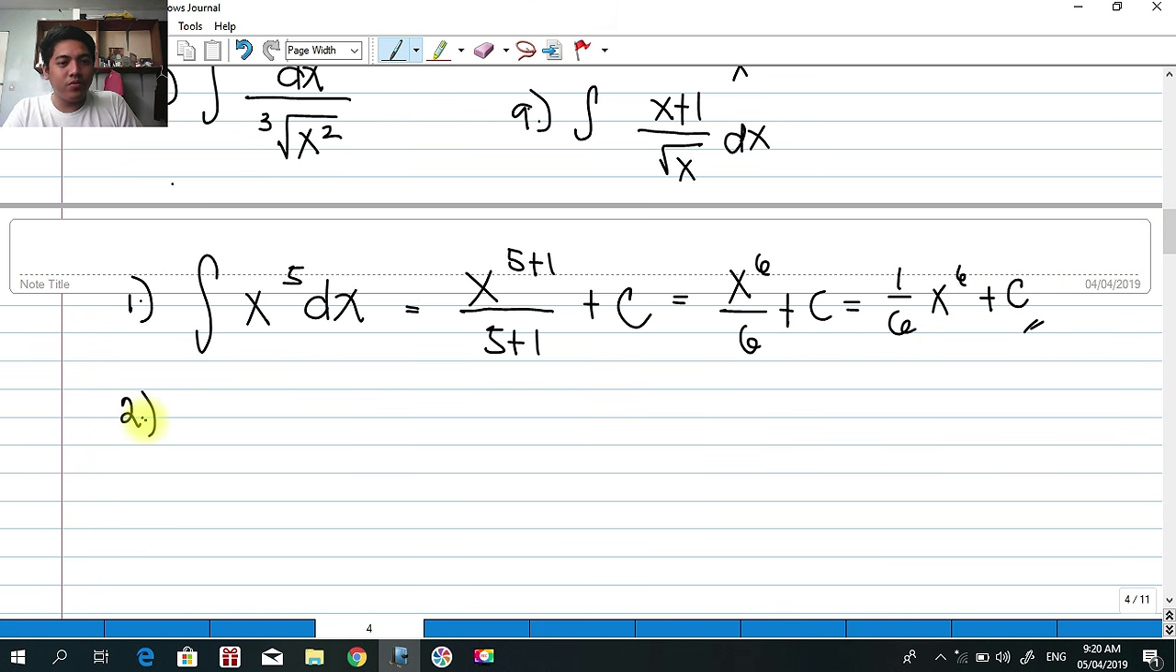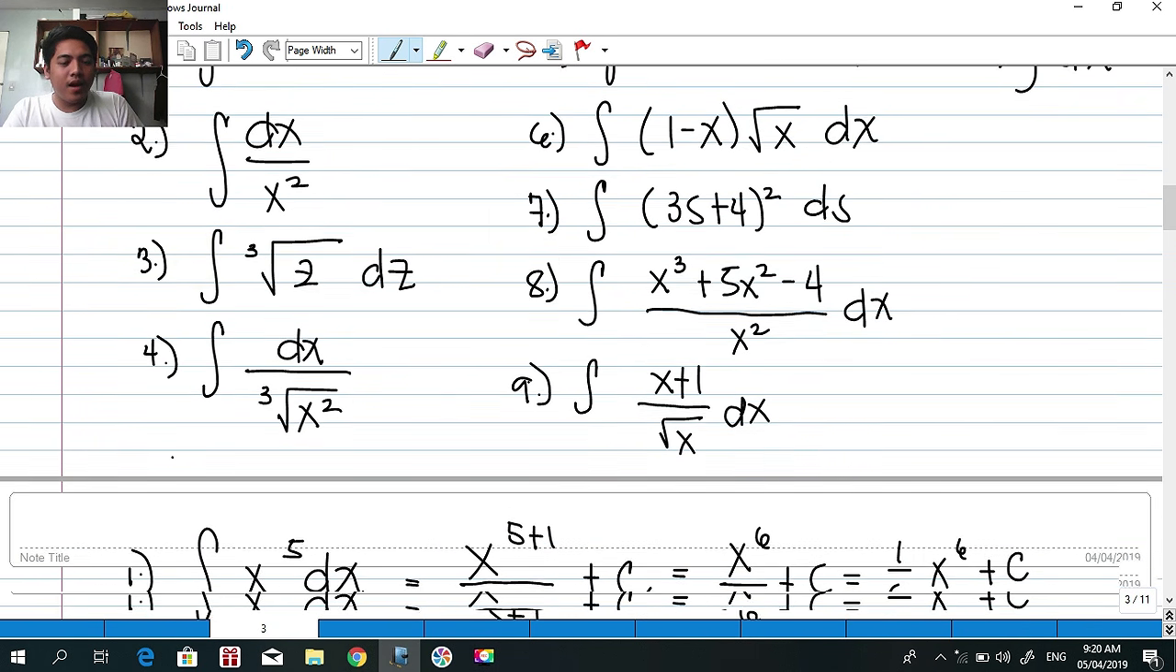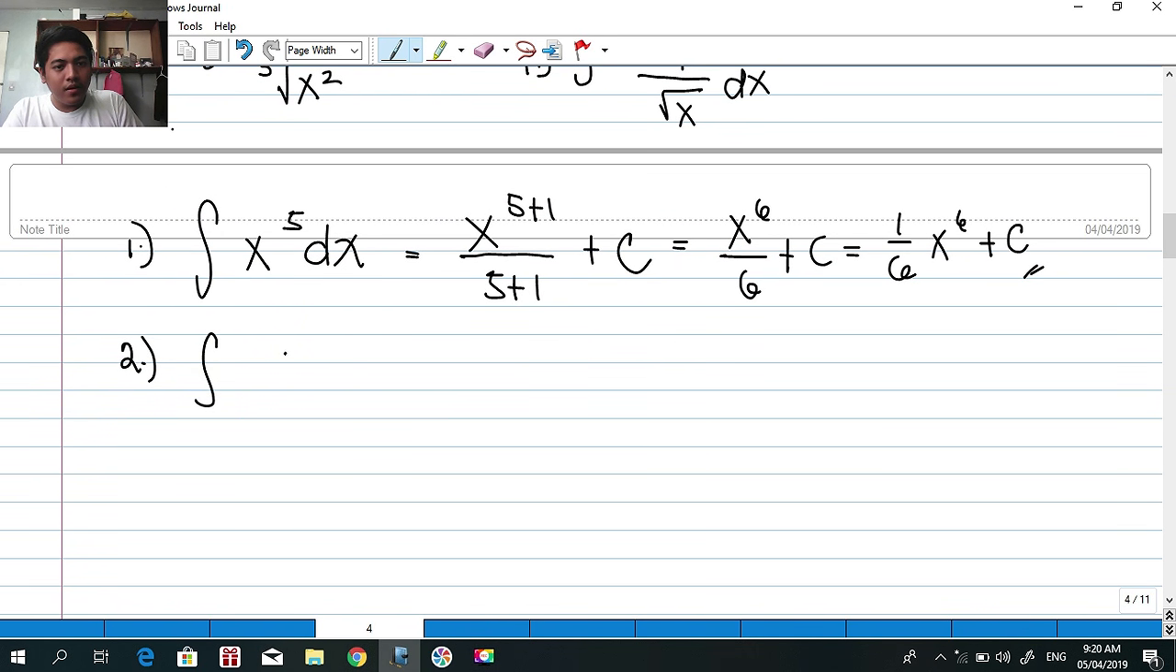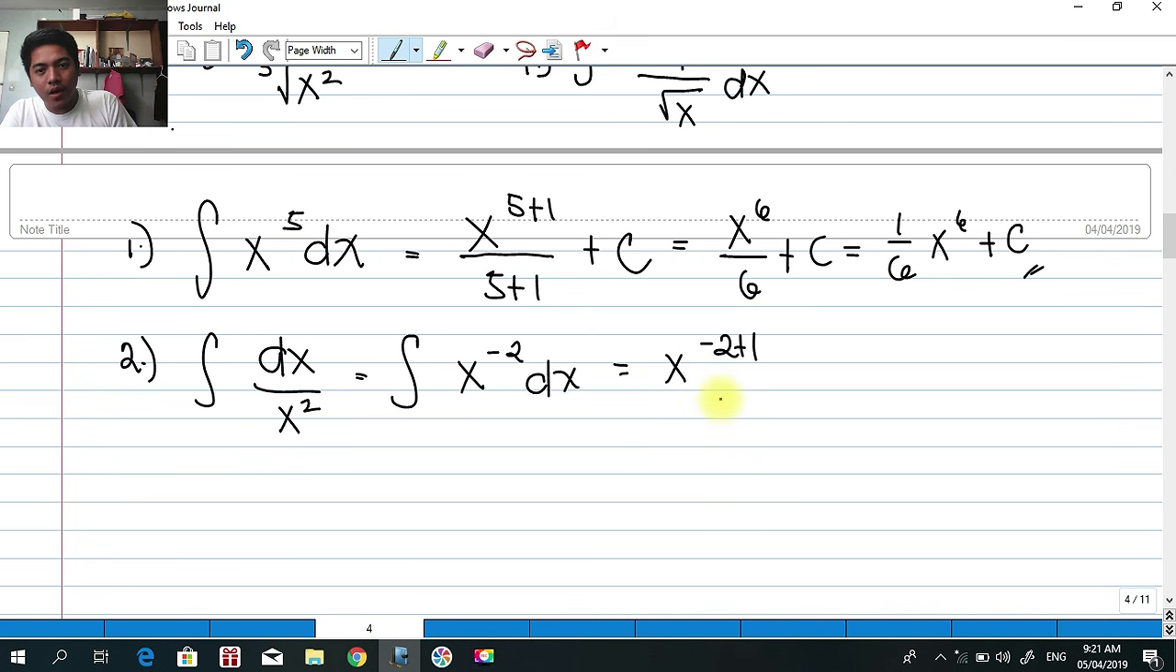Okay? Now, for number 2, we have the integral of dx over x squared. So, before we proceed, we can simplify this. The integral of x raised to negative 2 dx. And hence, we can apply the power formula because the exponent here is not equal to negative 1. So, if we get the integral, x raised to negative 2 plus 1 over negative 2 plus 1, plus c.